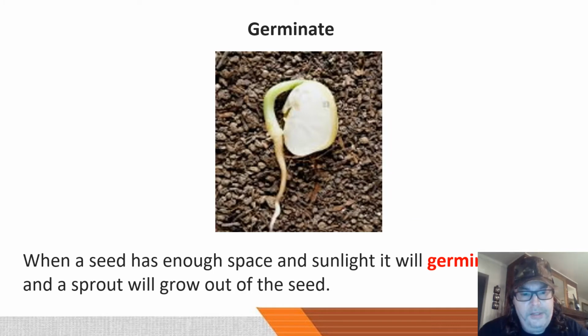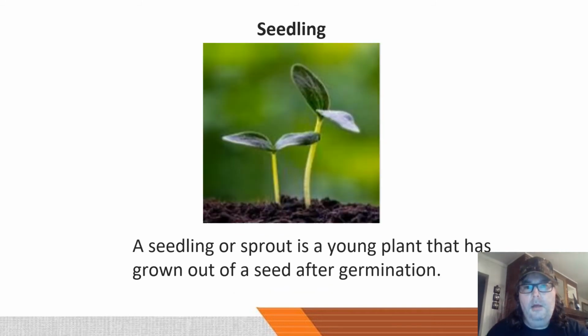Germinate. When a seed has enough space and sunlight, it will germinate. Roots and a sprout will grow out of the seed. It will start to grow. The seed will start to germinate. Seedling. A seedling or sprout is a young plant that has grown out of the seed after germination. So you don't see a seed there, you just see the plant starting to grow, which is a seedling.